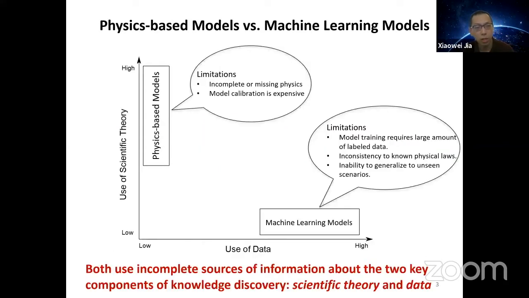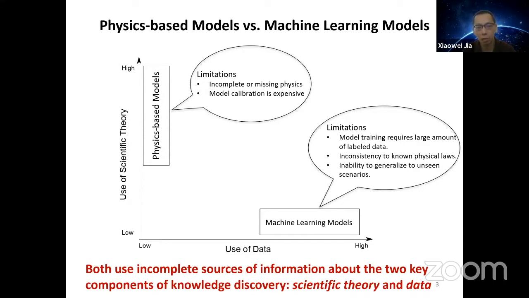So traditionally in scientific domains, the domain scientists commonly build different types of physics-based models. And these physics-based models are mostly developed using our current knowledge of the scientific theory. But there are also several well-known limitations of these physics-based models. For example, their representation of physics is usually incomplete, either because some physical processes are still not fully understood by domain scientists, or they're just too complex to be directly modeled. And also calibrating these physics-based models can be very time-consuming.